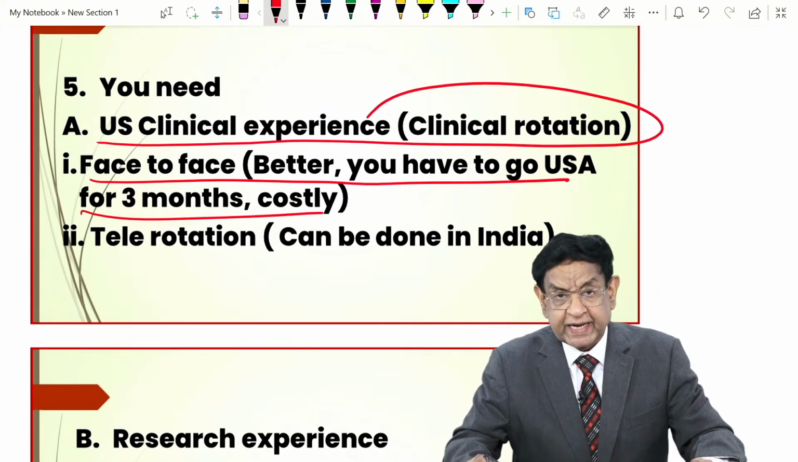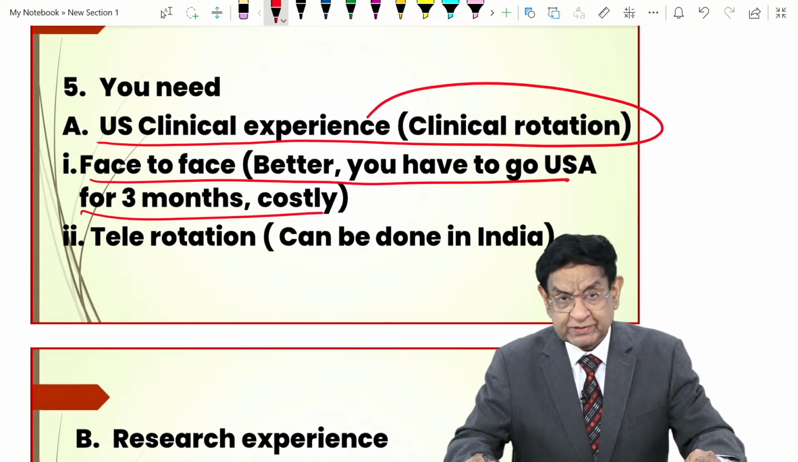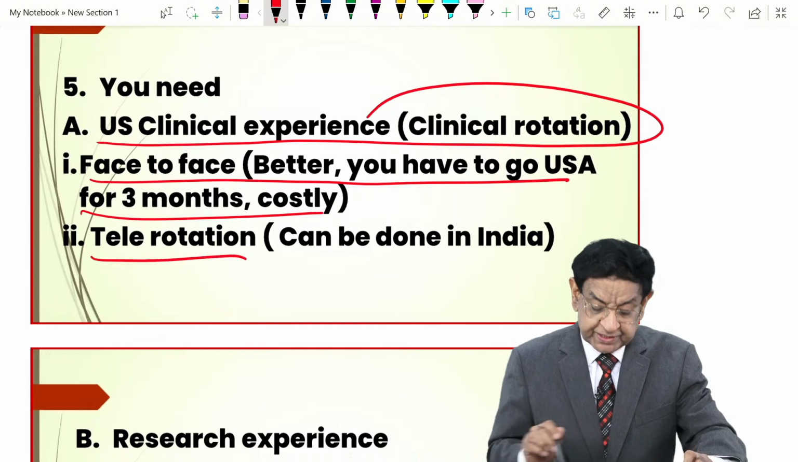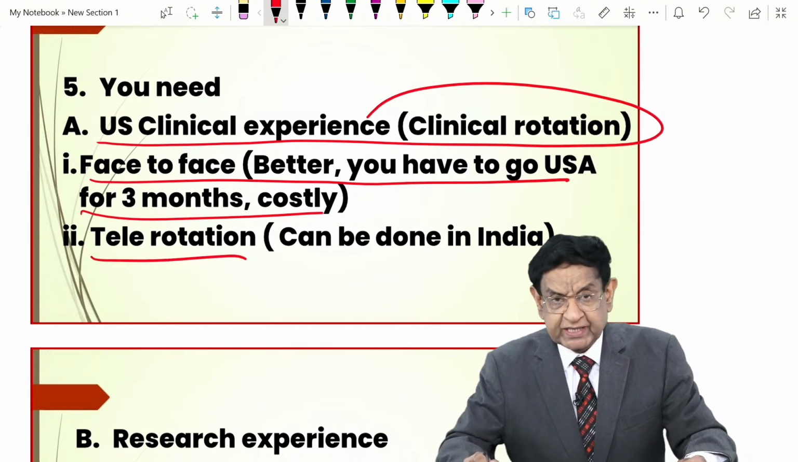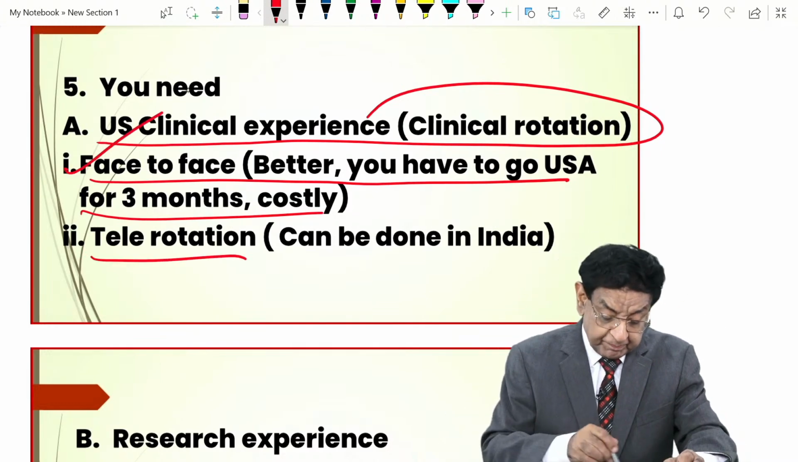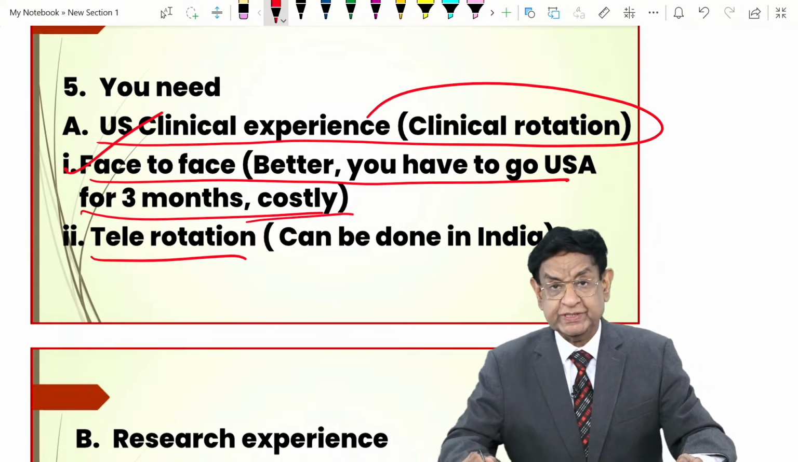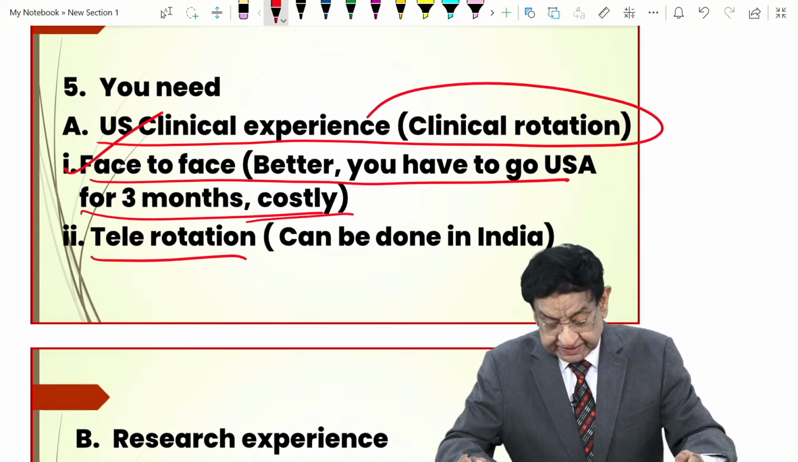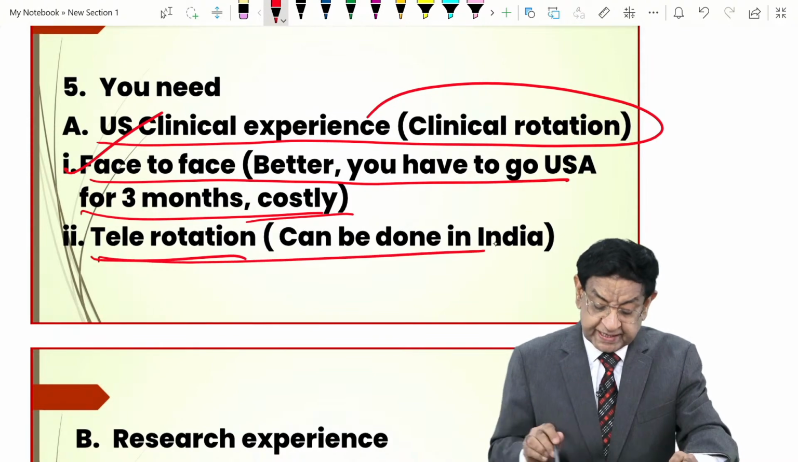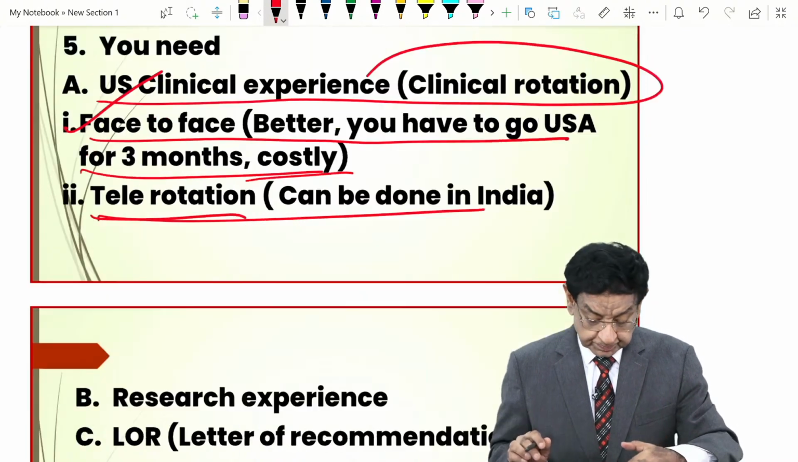But during the COVID time, because US people knew that doctors could not come to the USA, they started tele-rotation on telephone also. Nowadays also they are doing it. Face-to-face is much better, but very costly. You have to stay in the USA for 3 months, which is very expensive. And tele-rotation can be done in India also.